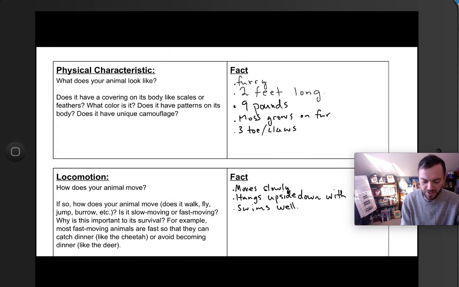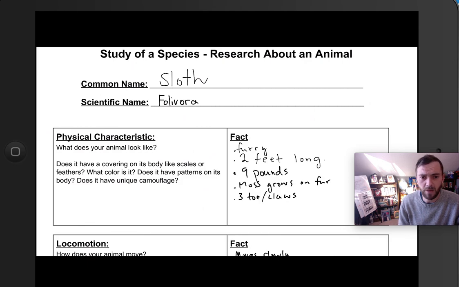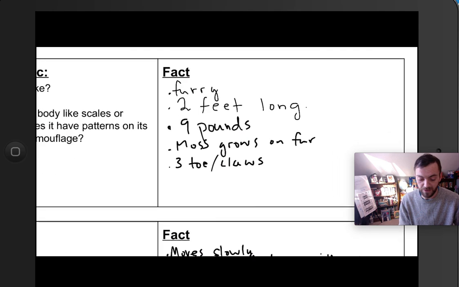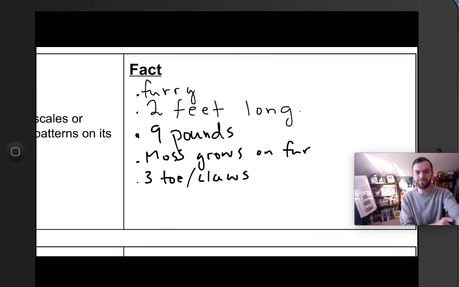So I'm going to look at my notes here. I'm writing about the animal sloth. Its scientific name is Folivora, which I bet means something to do with leaves. And I'm going to start with physical characteristics. What does my animal look like? So my paragraph is going to answer that question.